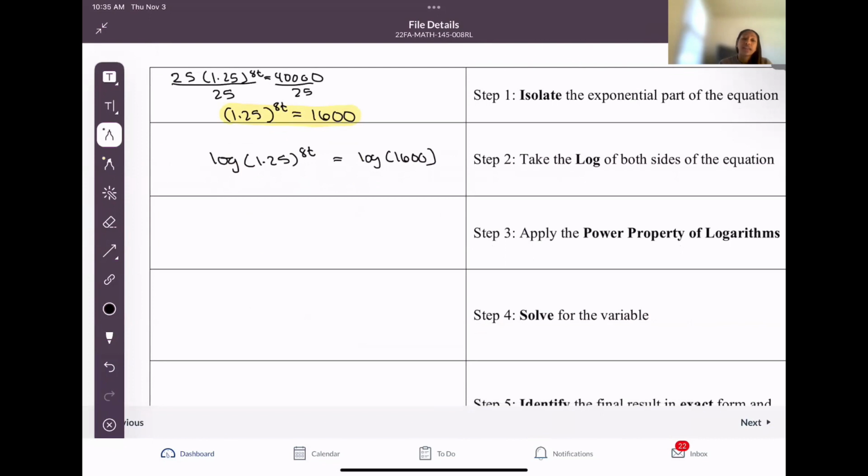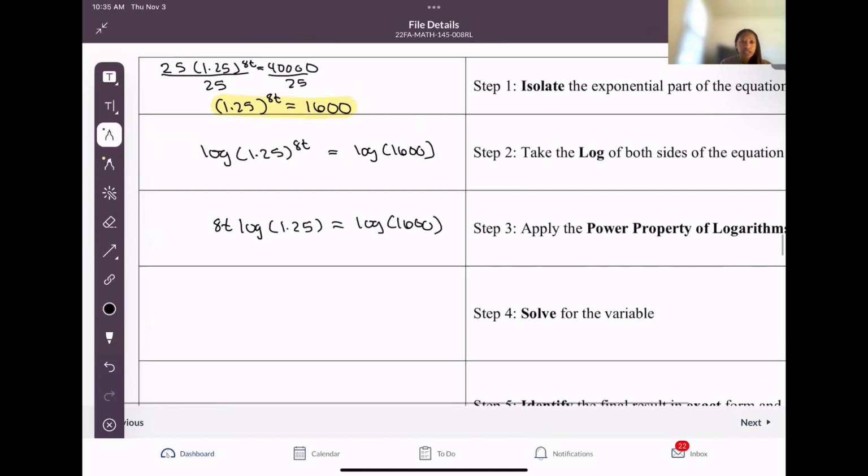All right, on the left-hand side, we can use the power property of logarithms to bring down that exponent, 8t. So we'll get 8 times t log of 1.25 equals log of 1,600. Then we want to solve for t. t is being multiplied by 8 and log of 1.25. We'll divide by those two things. t would be equal to log of 1,600 divided by 8 log of 1.25.